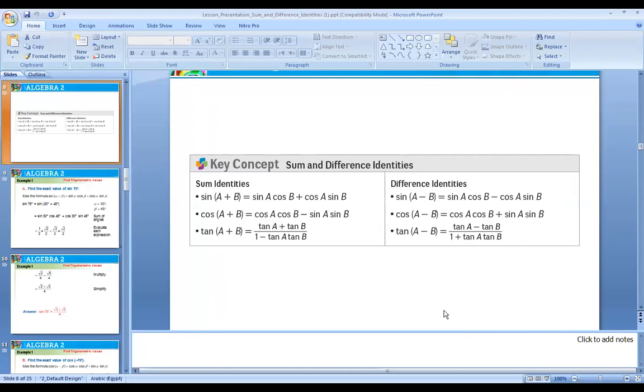We're going to the difference identities. Sine a minus b equals sine a cosine b minus cosine a sine b. Cosine a minus b equals cosine a cosine b plus sine a sine b. Tan a minus b equals tan a minus tan b over 1 plus tan a tan b.